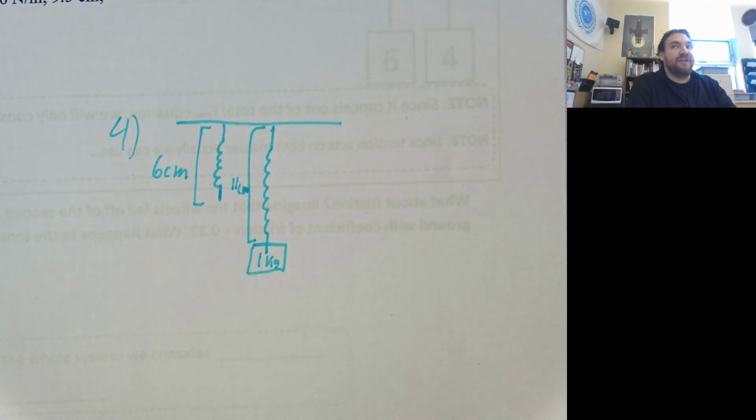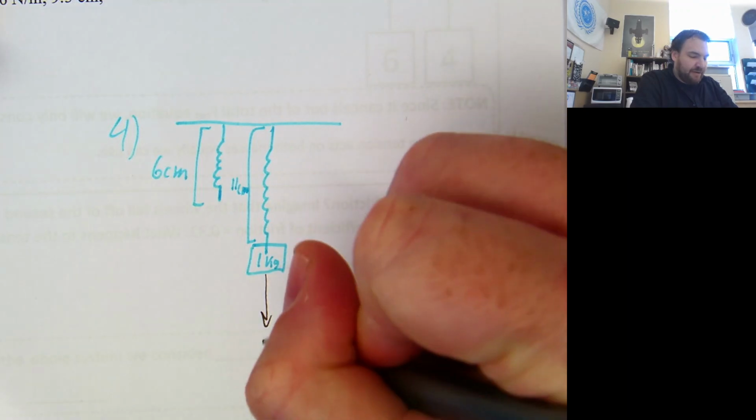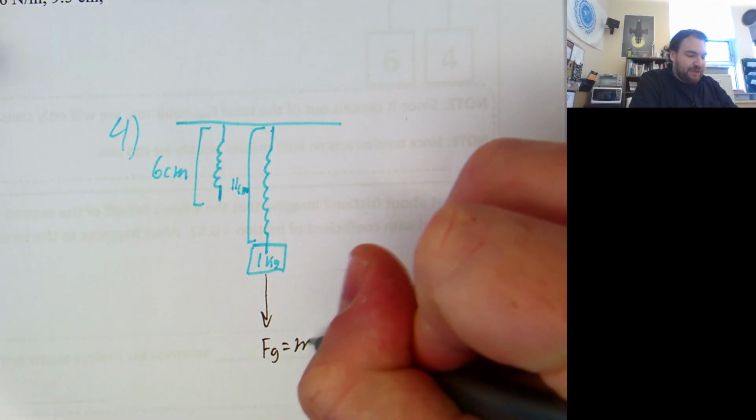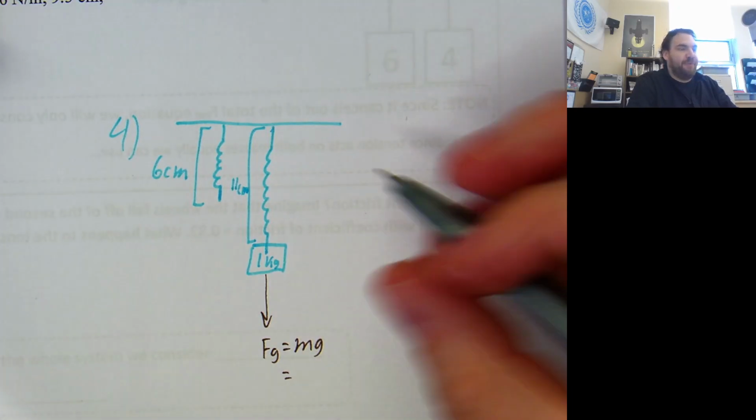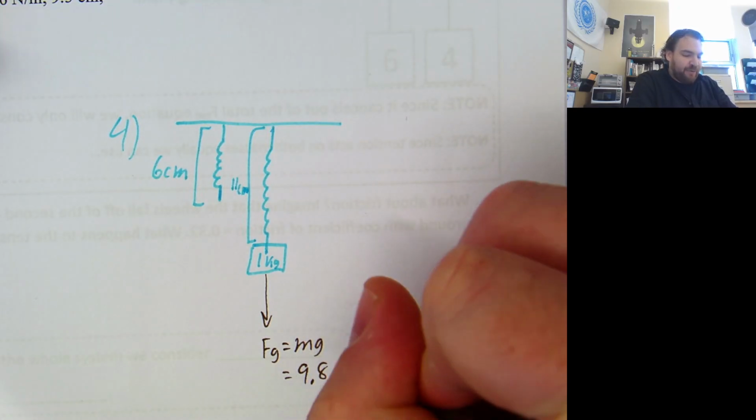The easy force that is always acting every time you are on Earth is what? Fg. Fg is straight down. And this one's easy because Fg equals mg. M is 1, g is 9.8. So that's a force downwards of 9.8 newtons.